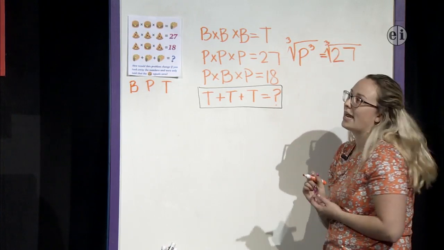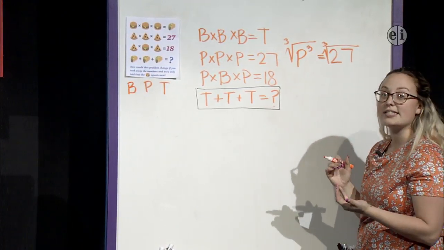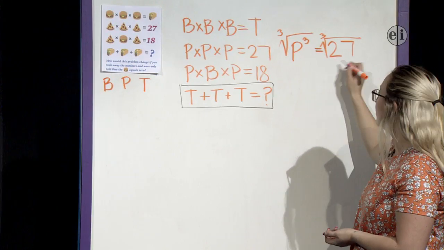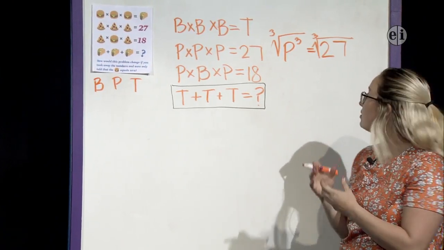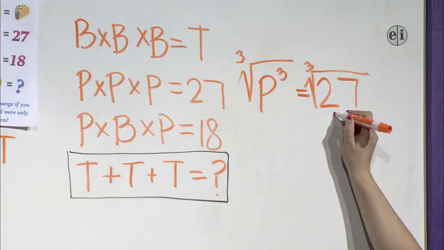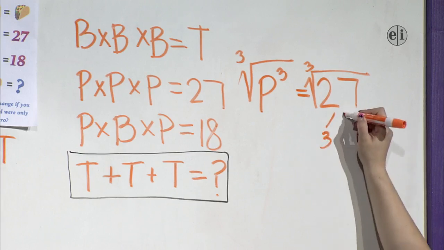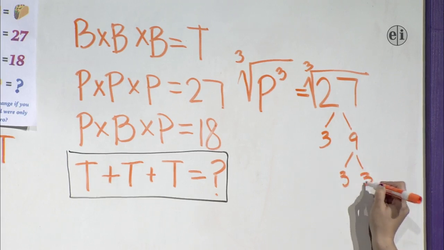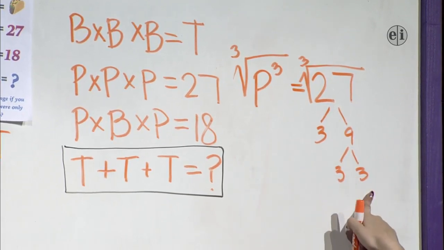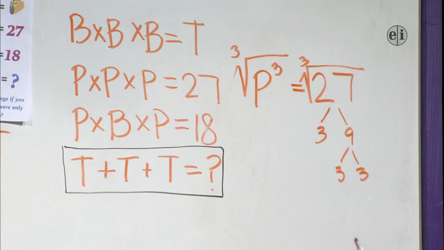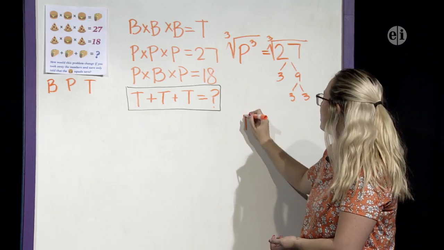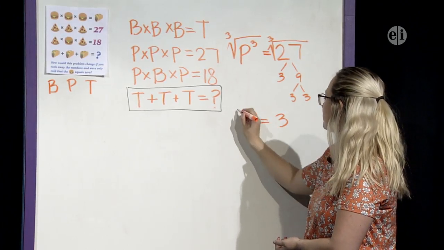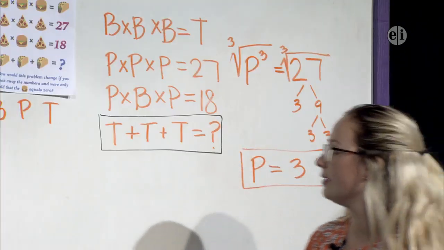Cube root. The best way to do this for kids that are learning how to do it is to break this down into the smallest numbers you can. So 27 is 3 times 9. 9 would be 3 times 3. So you have 3 threes. So the cube root is just going to be 3. So P equals 3.